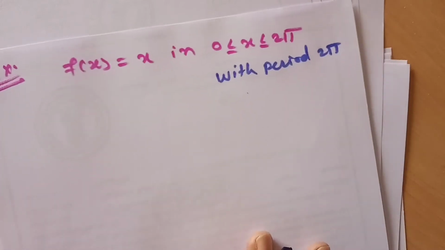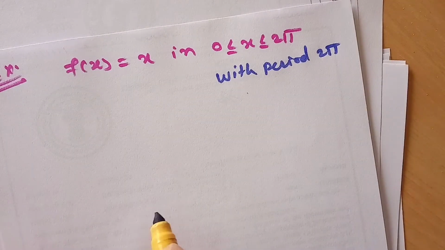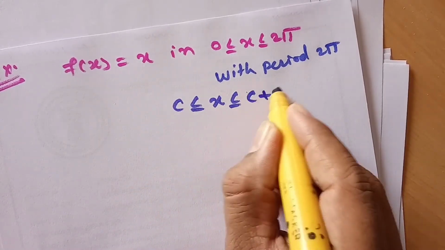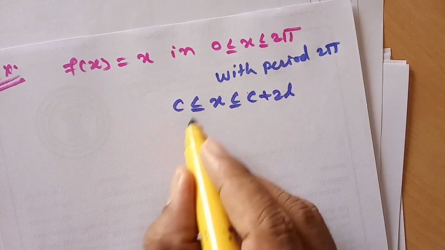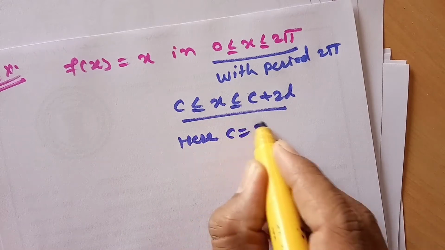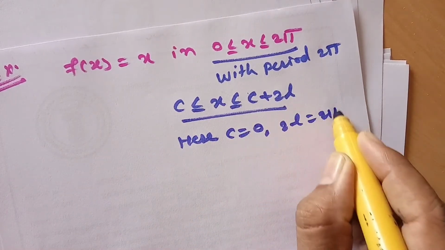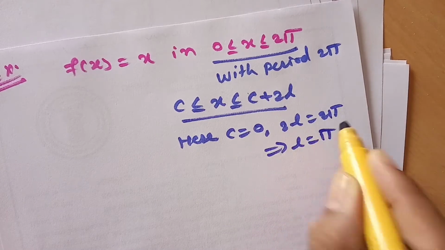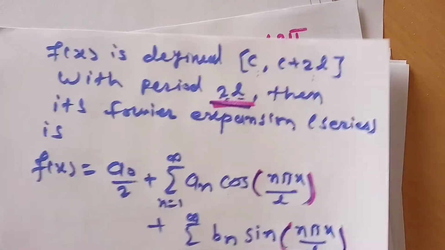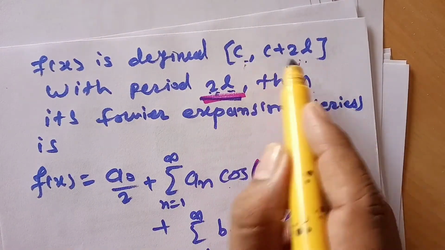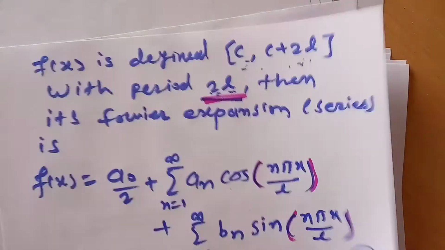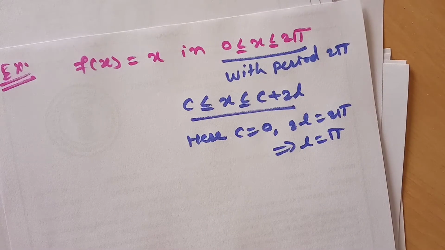If we compare this problem to our general method, our general range is c to c plus 2L. Here if I compare these, c equals 0 and 2L equals 2π, therefore we get L equals π. I only compare here because we have to write our formula in the general range c to c plus 2L, which is more global than any range.